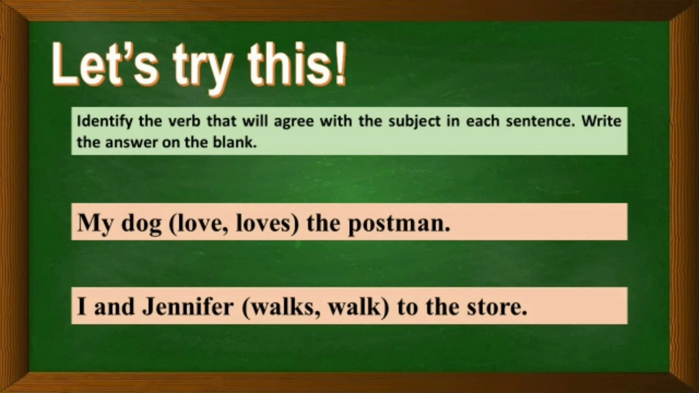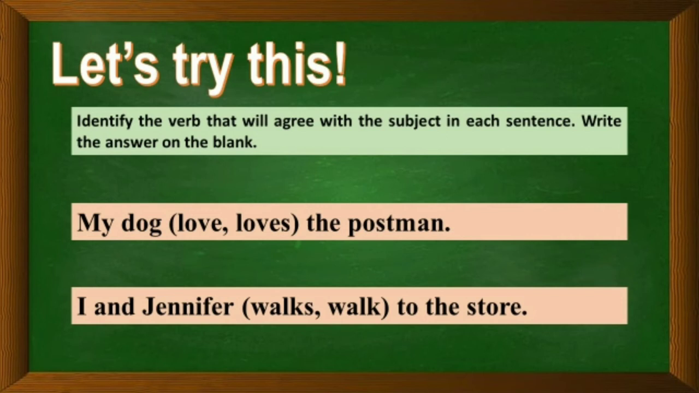And another part in your examination is to identify the verb that will agree with the subject in each sentence. Write the answer on the blank. So there will be a blank in your examination. Then you have to write the word or the verb there on the blank, okay? The first sentence is, my dog loves the postman. First and foremost, the subject in this sentence is my dog. So my dog, is this singular or plural? It is singular, definitely. So therefore, your verb must also be singular in number, and that is loves. So therefore, your answer should be loves. My dog loves the postman.